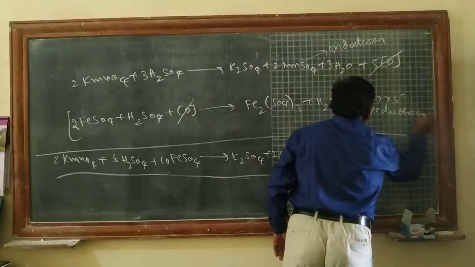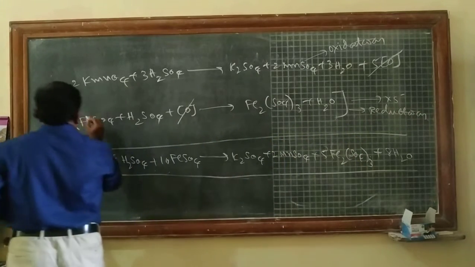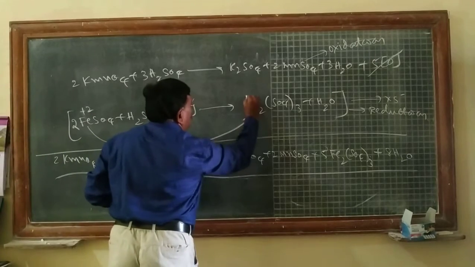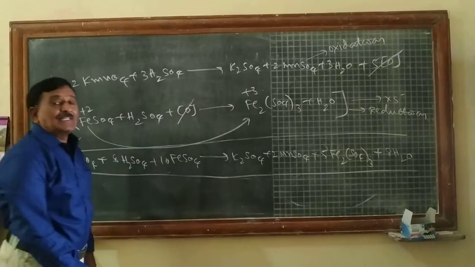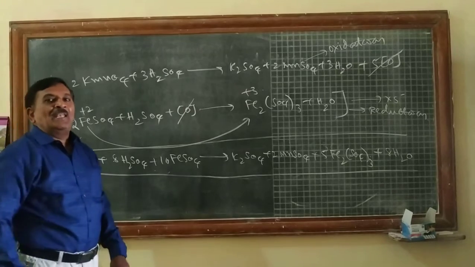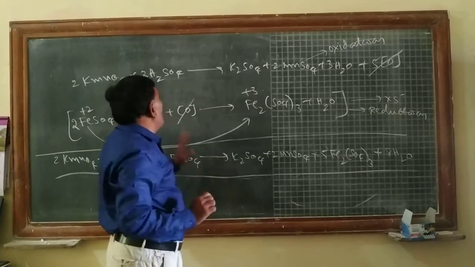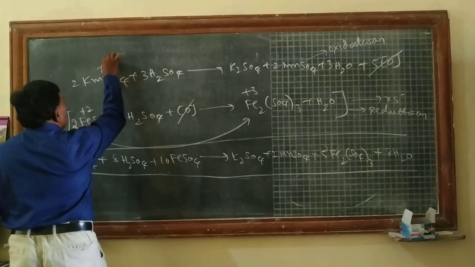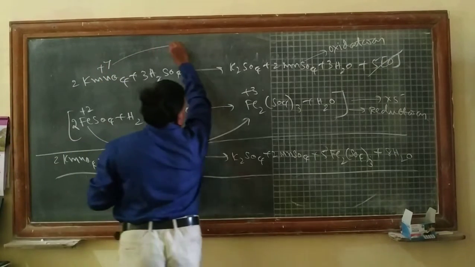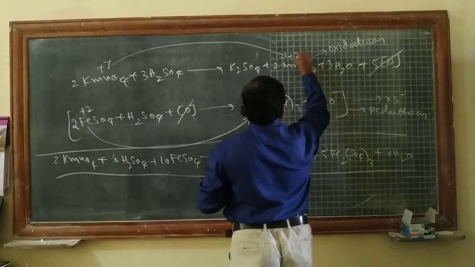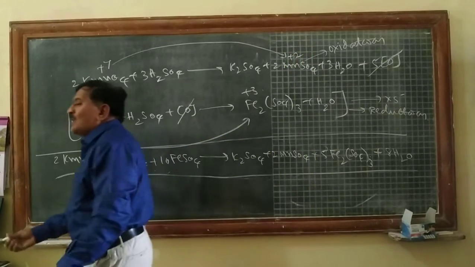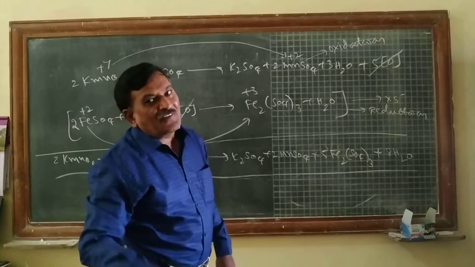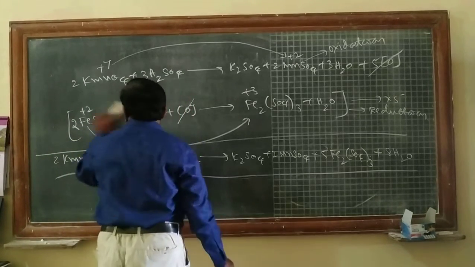The reduction here depends on the oxidation state. The iron oxidation state is plus 2, and the plus 2 is converted into plus 3, hence it undergoes reduction. Whereas in this reaction, the oxidation state of manganese is plus 7, which changes to plus 2, hence it is called oxidation. So this is the first example for the oxidation and reduction reaction.